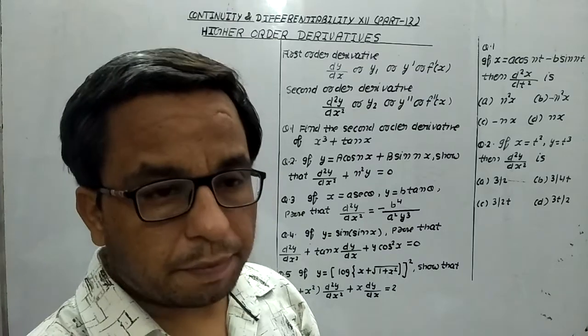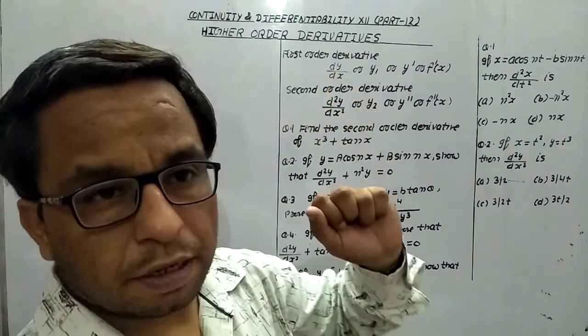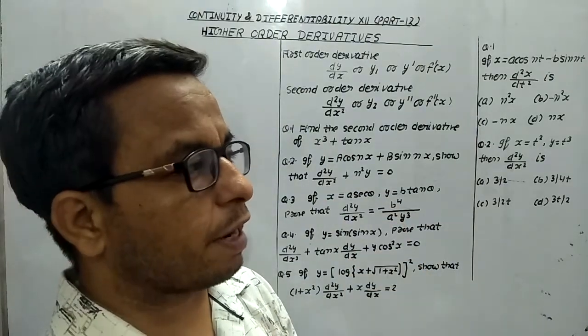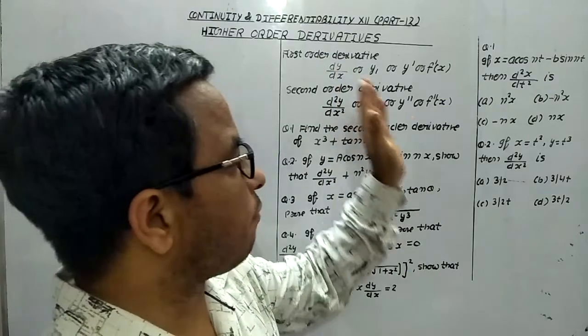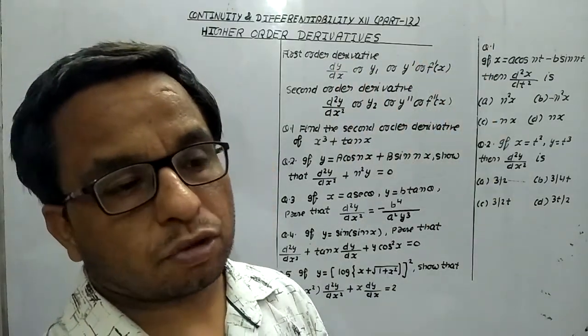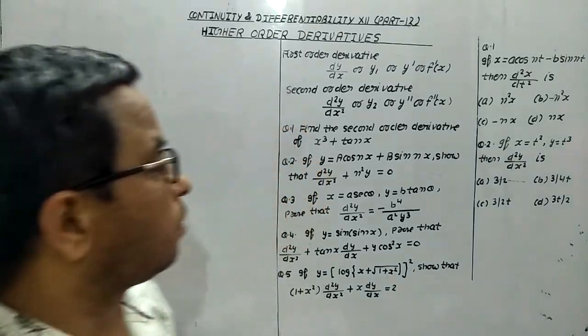Higher order means if we find the derivative of this dy by dx, meaning we do the differentiation again, then it is known as the second order derivative and it is represented by y2 or y double dash or f double dash. So these are the notations. You have to keep all these notations in your mind.